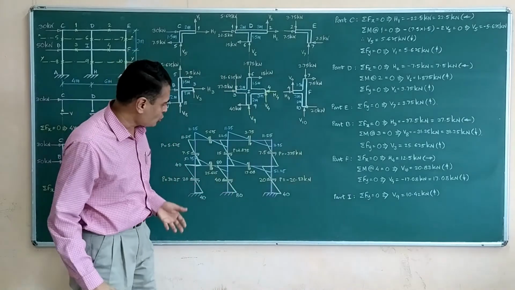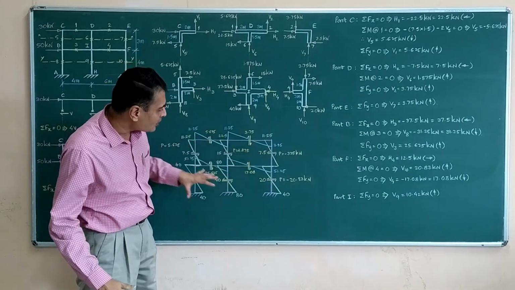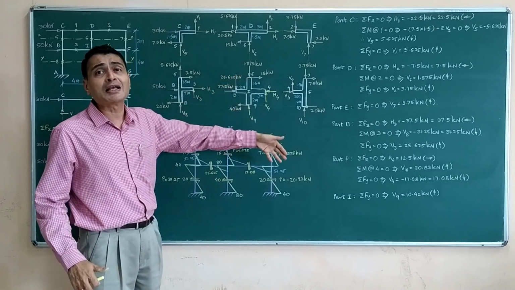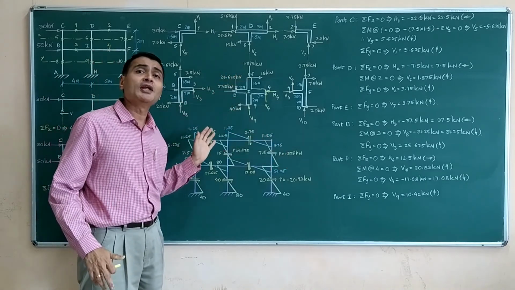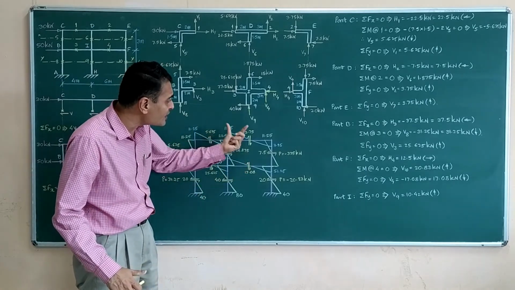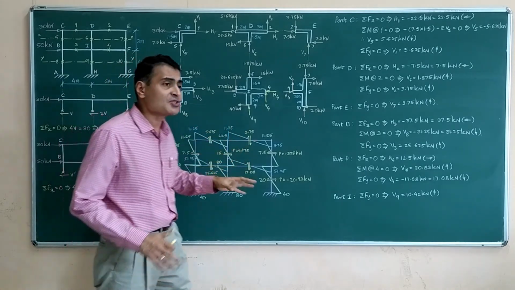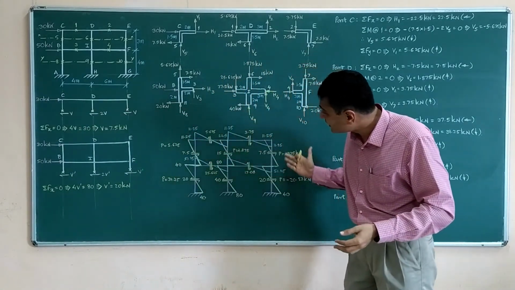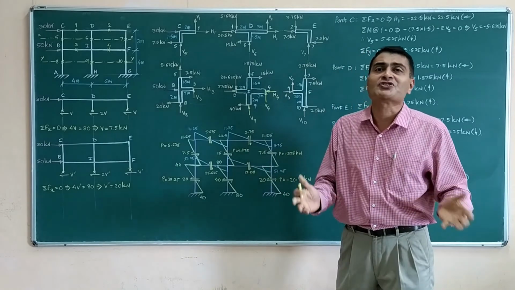So likewise, you please write all axial forces, depending upon pushing means negative, means compressive, and pulling means positive, that is tensile. Just mention the values near each beam and column. Otherwise, as far as shear force and bending moment are concerned, you have actually written the values at the appropriate places.